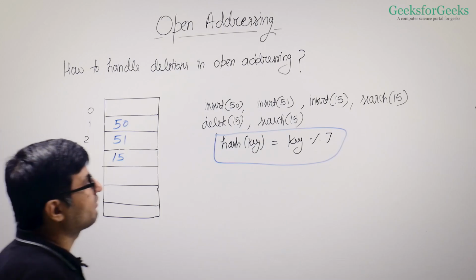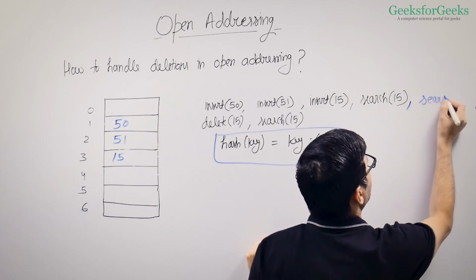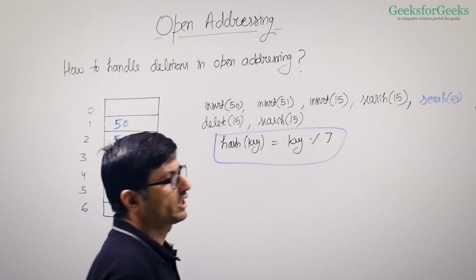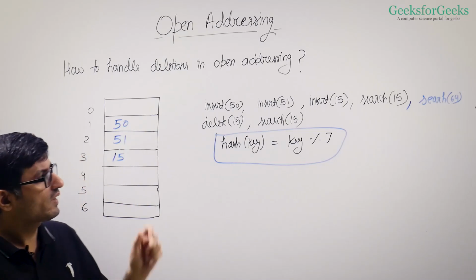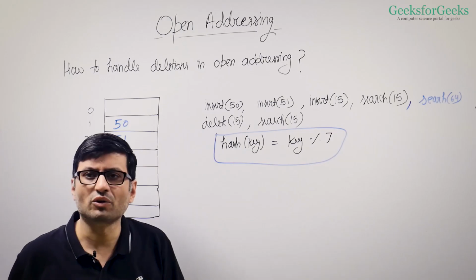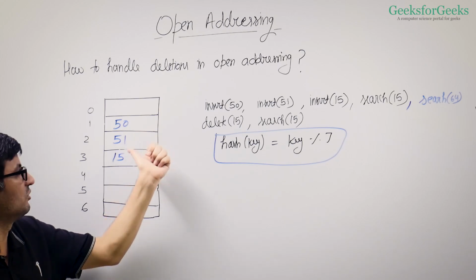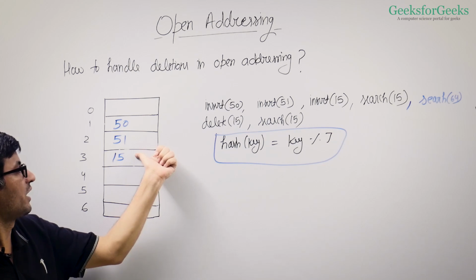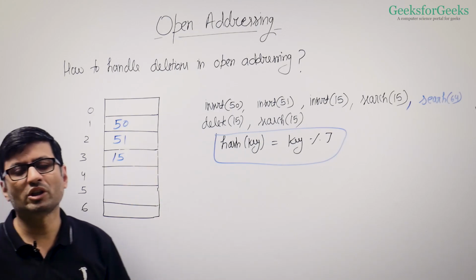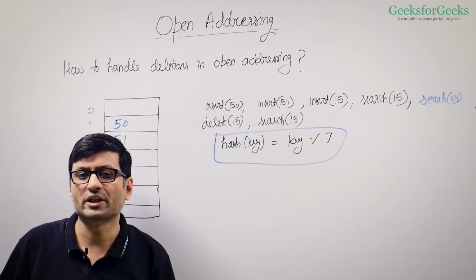Now suppose I have one more search. I have a search for 64. So what will happen when you search for 64? You will begin from here because your hash function is 1 for 64. You will say it's not 64. You will go here, linearly search. You will go here, you will linearly search, right? And it's also not 64. So you will end up with an empty slot. So you will stop your search when you find the value or you find an empty slot.